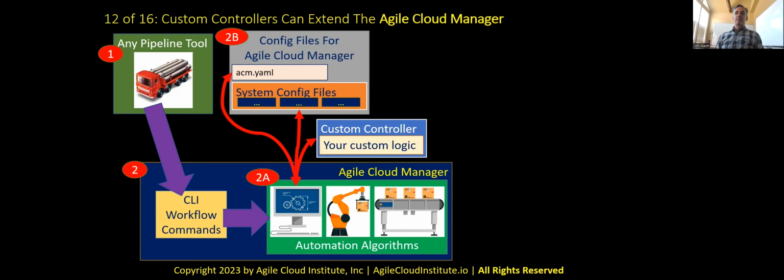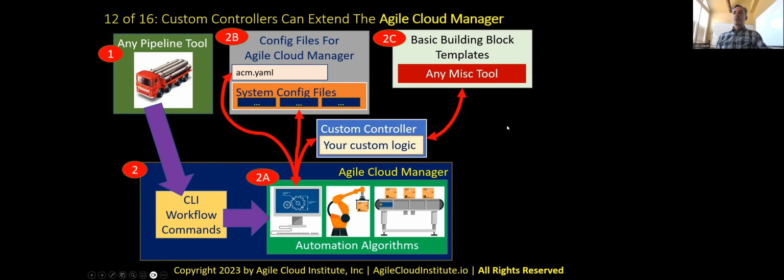However, in addition to the many built-in controllers, you may find that you want to develop a custom controller that has your own custom logic that does things that are not done by the built-in controllers, or that does things differently than the built-in controllers work. And a custom controller can enable you to use your own custom logic within the workflow that's provided by the Agile Cloud Manager, within the standardized interfaces that the Agile Cloud Manager provides.